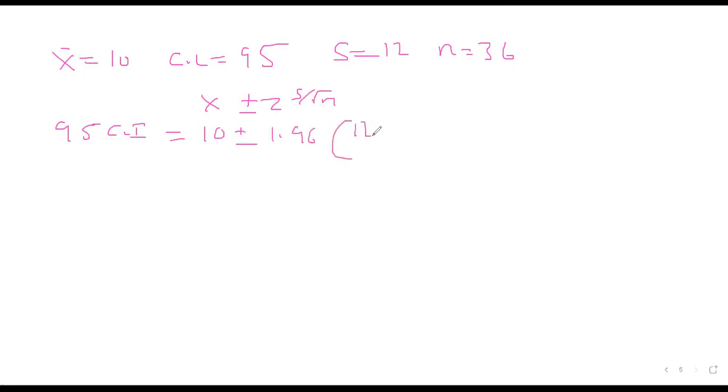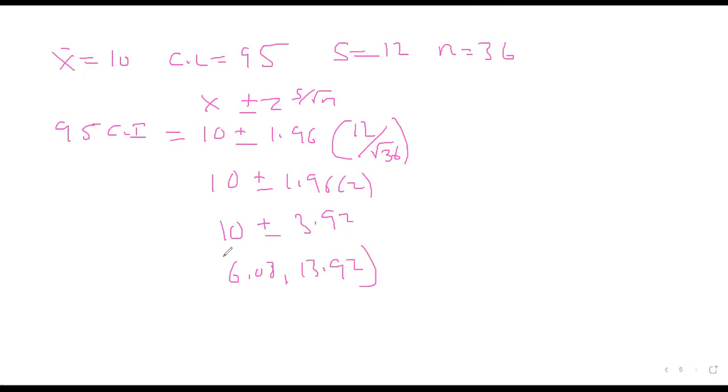So our Z is 1.96, and our standard deviation is 12. Our n is what? 36. So square root of 36 is 6. 12 divided by 6 is 2. So 1.96 you multiply by 2. You get what? 3.92. So when you subtract there, we get 6.08. When you add there, we get 13.92. So this is how we do the confidence interval.